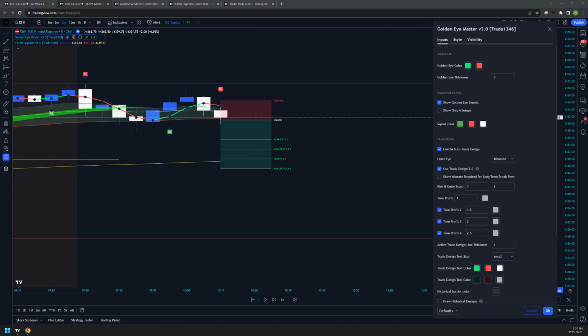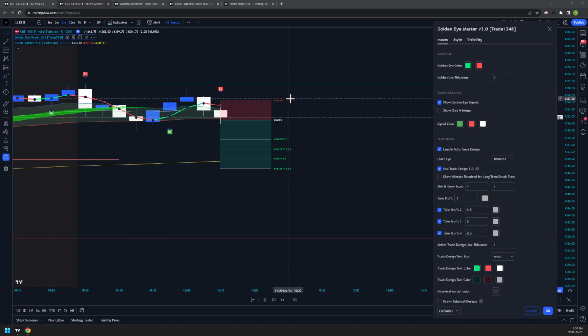Okay, in this video, I'm going to be covering the new 1348 Legends indicator and the GoldenEye Master 3.0. So what's new in the GoldenEye Master 3.0? If you go into the settings, you will see that there is a Use Trade Design 2.0 checkbox that's enabled by default. And so this will give you the new trade designs. The new trade designs are meant to be a lot more stable.